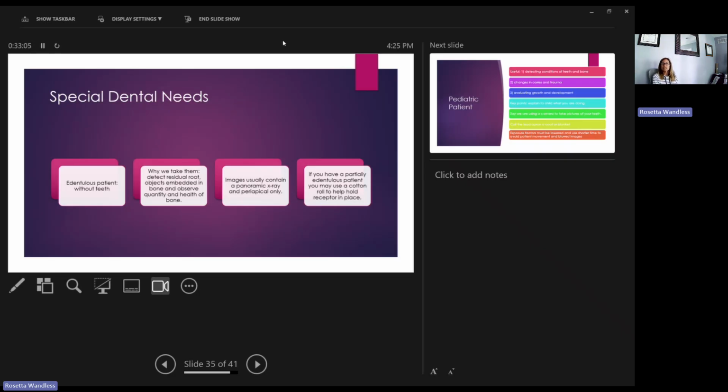Images usually will contain a panoramic x-ray and some periapicals only. We do not need bite wings because there's no crowns to be looked at. So it's just going to be a panoramic if that's the road we're going, and some periapicals only. No bite wings for edentulous.